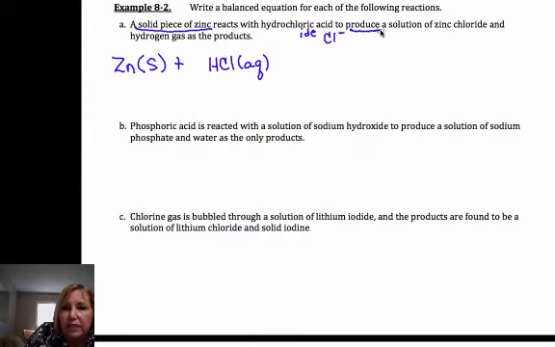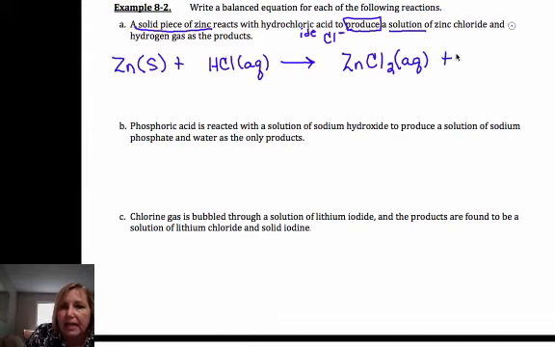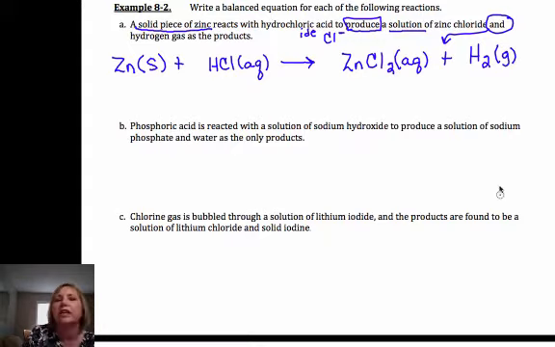The word produces tells me to put an arrow. Now I have zinc chloride. Zinc is +2, chloride's -1. And since it said solution of, I'm going to put an AQ. And that word and tells me to put a plus sign there. Hydrogen gas. Hydrogen's a diatomic. Don't forget to write it as H2. On the top of your quizzes and tests, I'd suggest slamming down those diatomics and doing a double check before you finish any reaction. So I'm partway there.